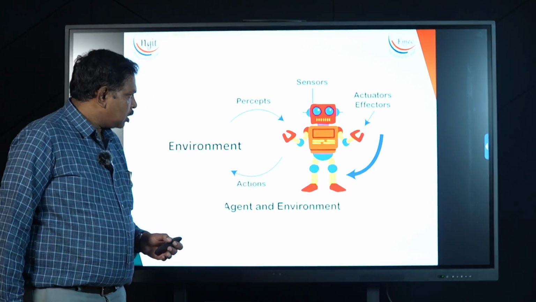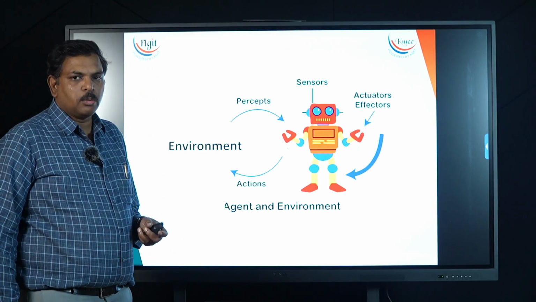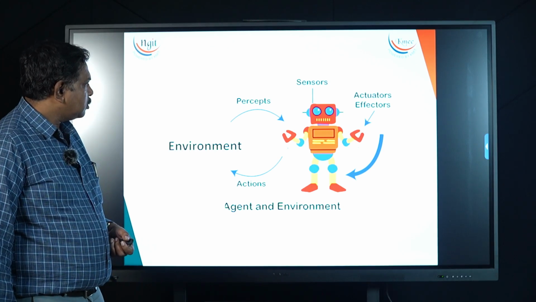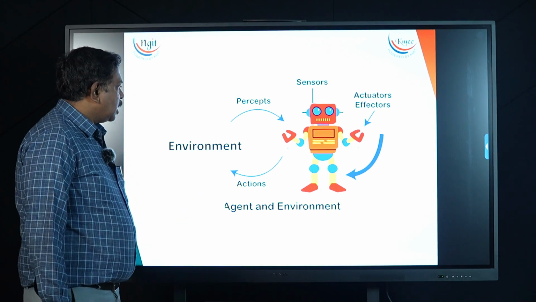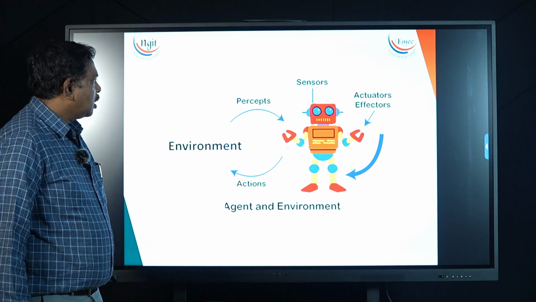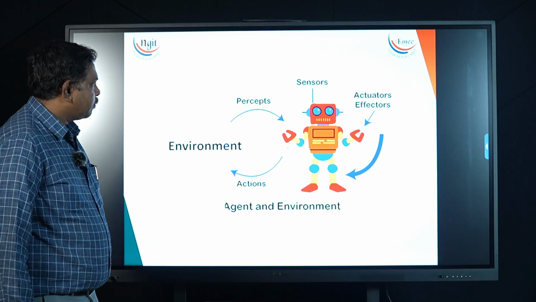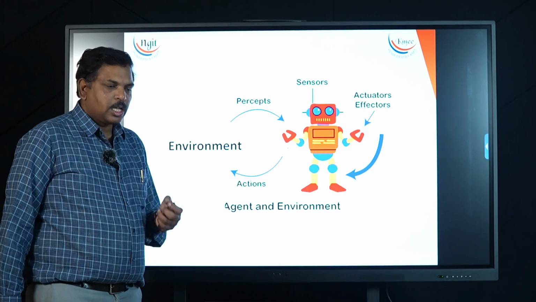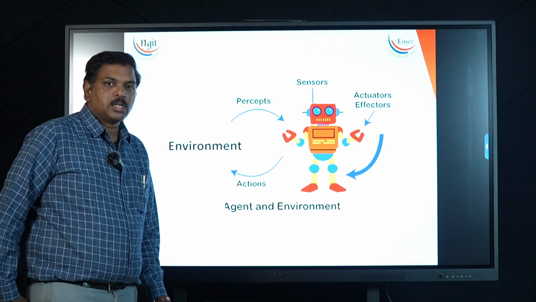So let me just introduce. An agent is nothing but an intelligent computer system or a computer program which has some architecture. An agent program works in a specific environment. An agent perceives the environment through its sensors and performs actions in the environment through its actuators. Every agent comes with a PEAS model: performance, environment, actuators and sensors.